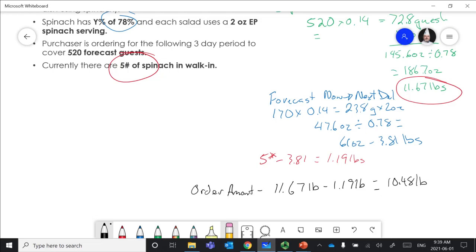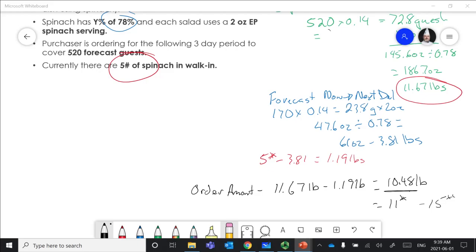Now obviously we can't order 10.48, so we're probably going to have to round it up to 11 pounds. Or whatever the next pack size is. Maybe we have to go all the way to 15 pounds because they're 5 pound bags. I don't know. That was something that our purchaser would have to look into. But there's no way we're going down to 10 pounds. Because if we go down to 10 pounds, we're not going to have enough for our 520 guests.